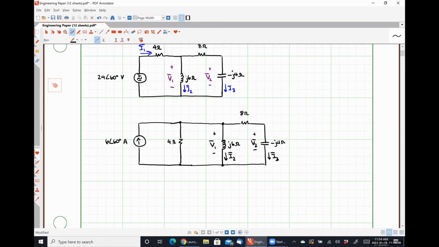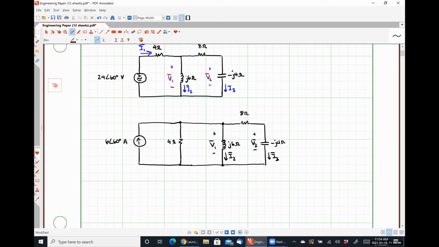Okay. Or if you just want to keep 8 ohms, if you... So I think I understand what you're saying, at least to some extent. You can combine the 8 ohm resistor with the minus j4 ohm capacitor into a single impedance of 8 minus j4 ohms. But if you do that, you lose that quantity V2. Well, you could just find the current going through it. Okay, so if you found the current I3, then you could just use Ohm's law to get that voltage V2.